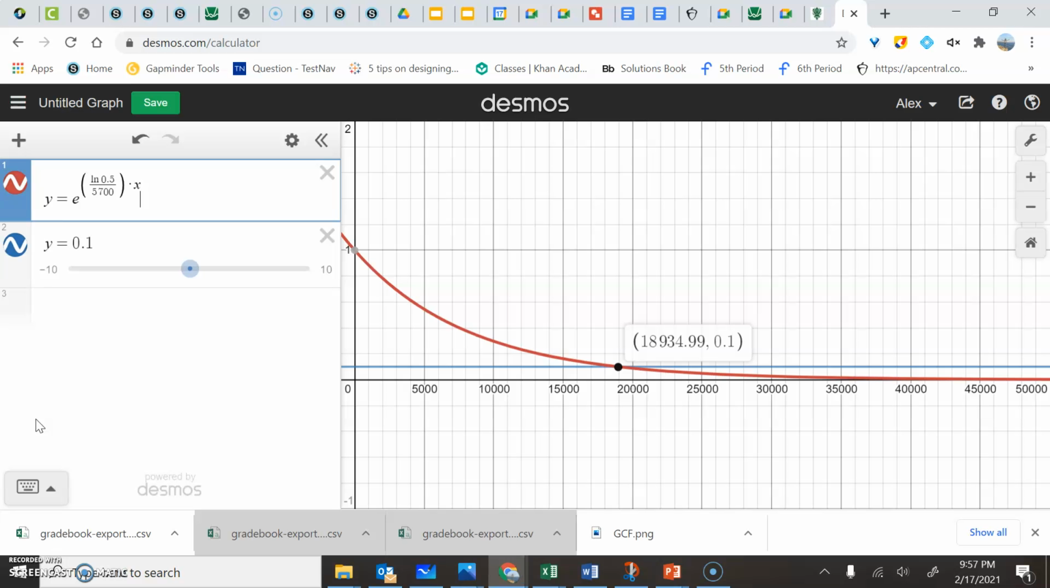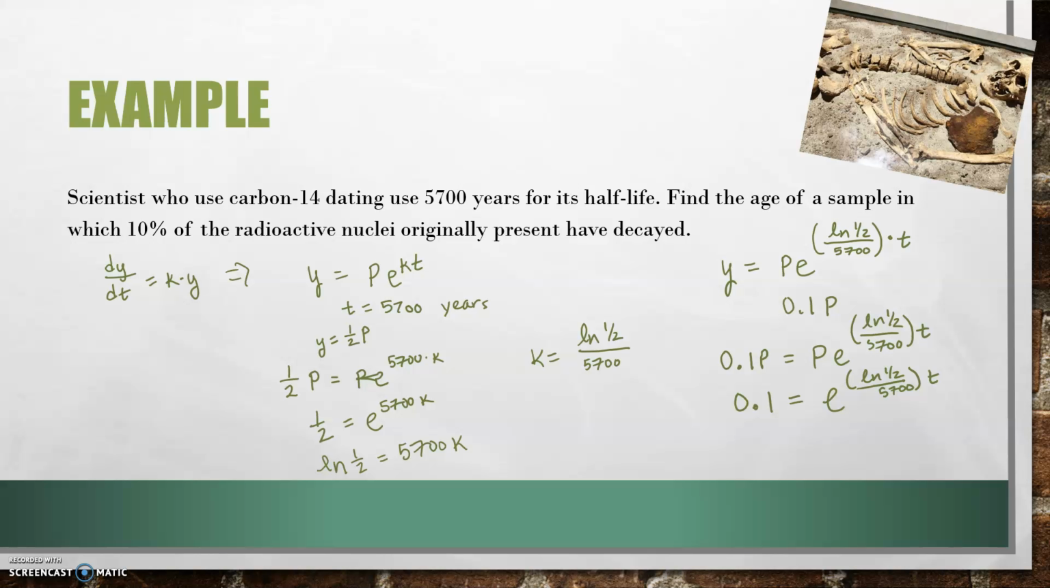So here's my Desmos graph of this situation. You really have to play with your scale in order for it to look exponential, and I used a scale of counting by 5,000s here, and so I changed my window so that it would be big enough to see. So it would be 18,935 years old.